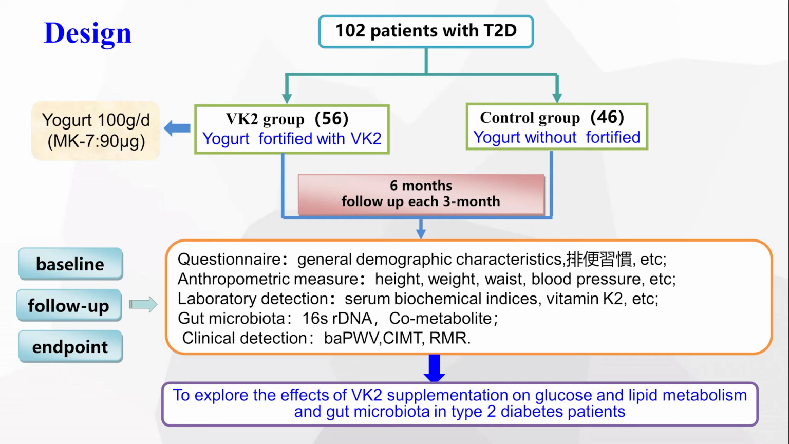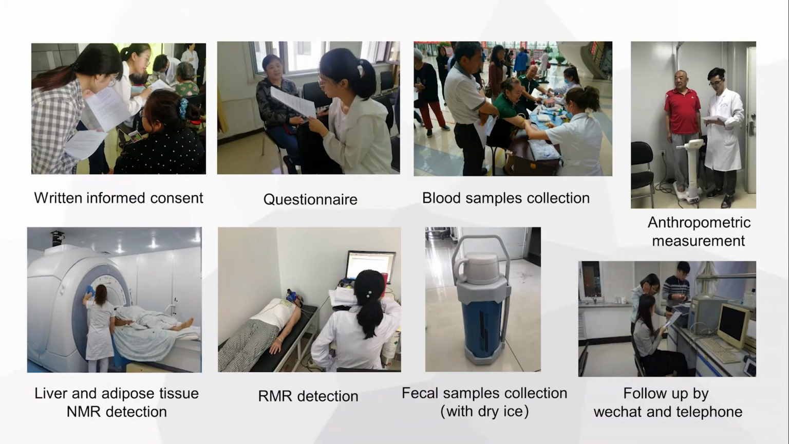At baseline assessment, follow-up visits, and at the end of the study, questionnaires and anthropometric measurements were performed. Laboratory tests for serum biochemical parameters, vitamin K2 intestinal flora tests, clinical tests including BAPWV, CIMT, and RMR were also conducted to investigate the effects of vitamin K2 supplementation on glucolipid metabolism and intestinal flora in type 2 diabetes patients. These are some of the photos from our field questionnaire, blood collection and laboratory testing sessions.